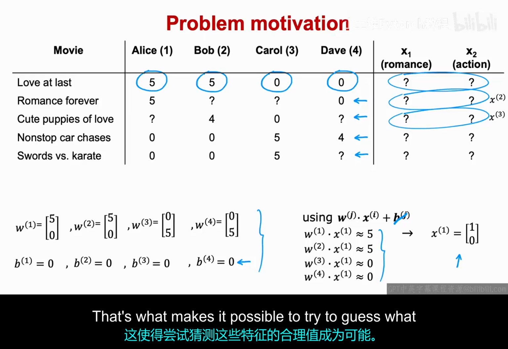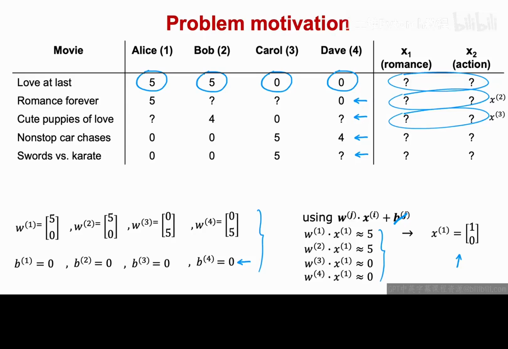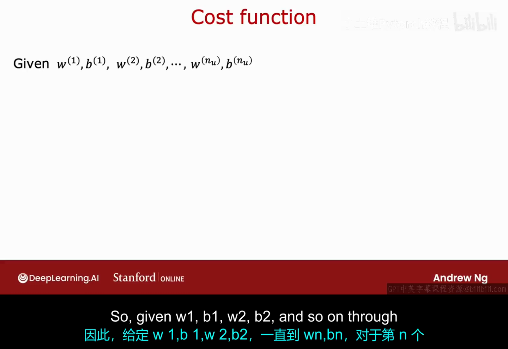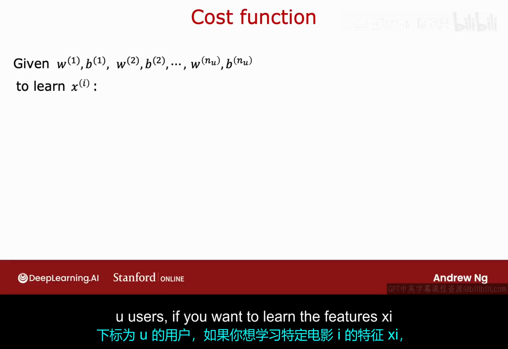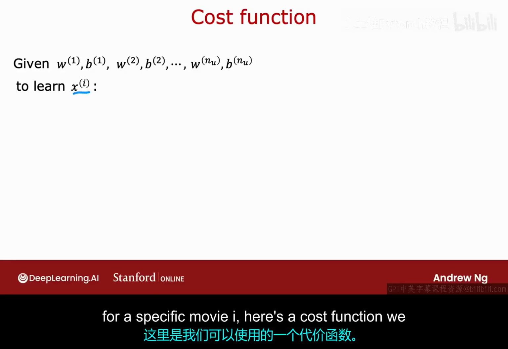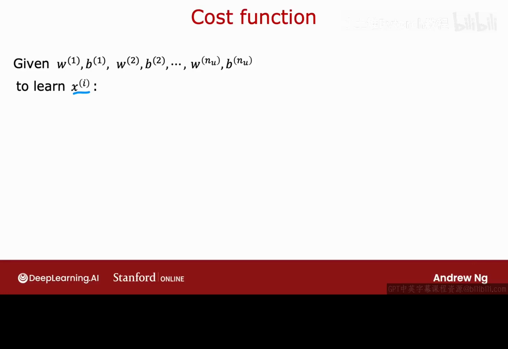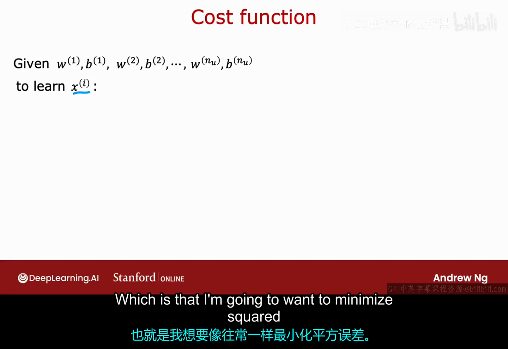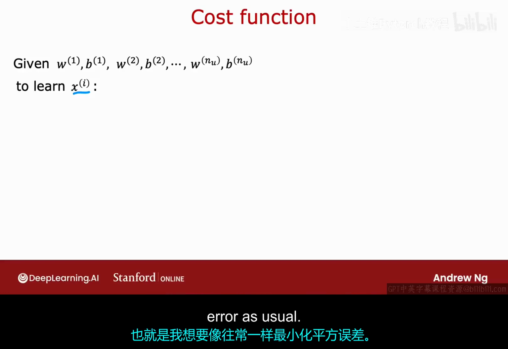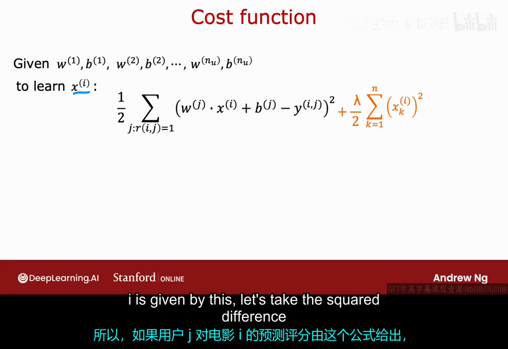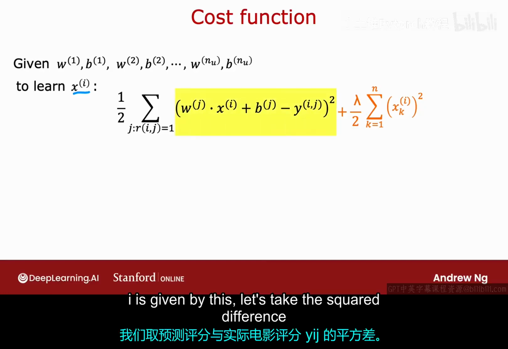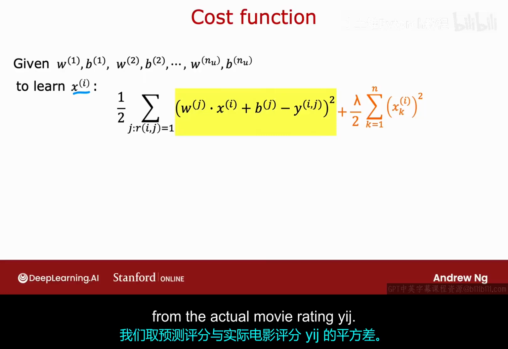That's what makes it possible to try to guess what are plausible values for these features. So, given W1, B1, W2, B2, and so on through W_nu, B_nu for the n_u users, if you want to learn the features x^(i) for a specific movie i, here's a cost function we could use, which is that I'm going to want to minimize squared error as usual. So if the predicted rating by user j on movie i is given by this, let's take the squared difference from the actual movie rating y(i,j).